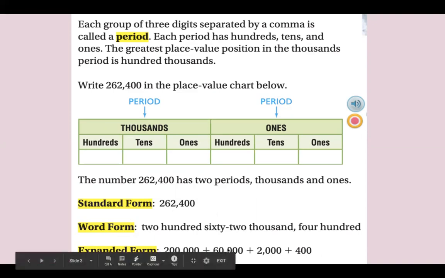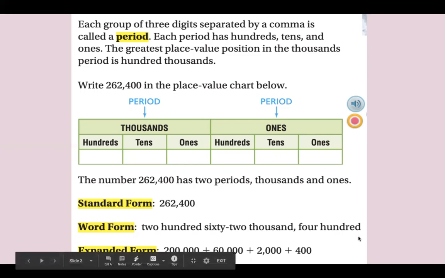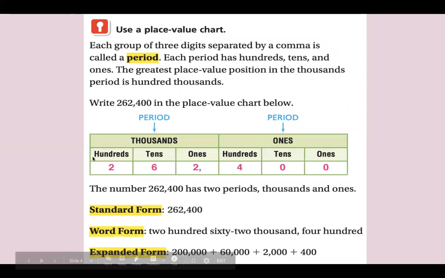So same thing here when we write it in expanded form. I would write 200,000 plus 60,000 plus 2,000 plus 400. But do I need to put plus 0 for the tens and ones? No, that would be silly, right? Because it's just like adding nothing. So I would just stop there at the last place value digit, 4. I wouldn't have to keep going. And so then this was how it would look in a place value chart, 262,400.